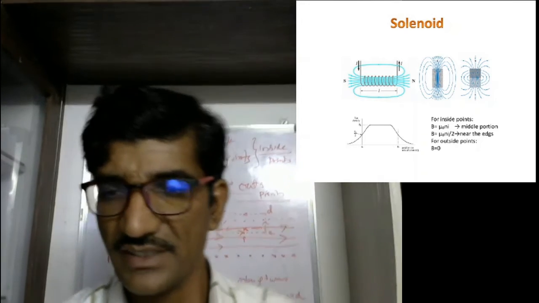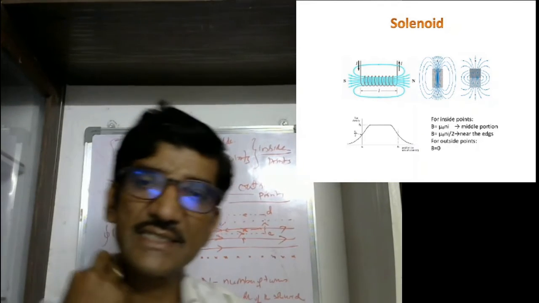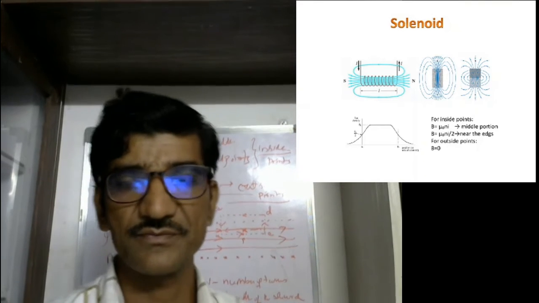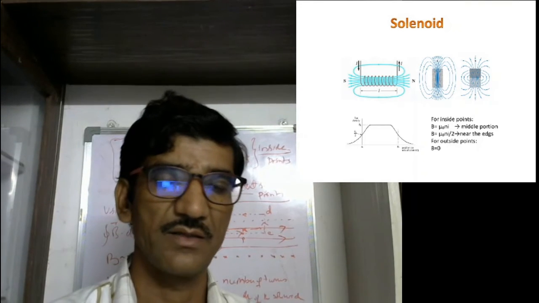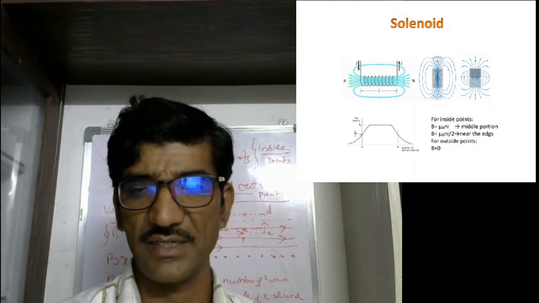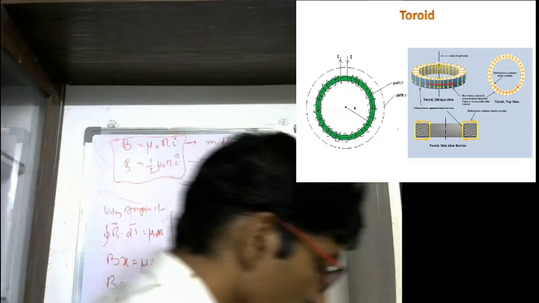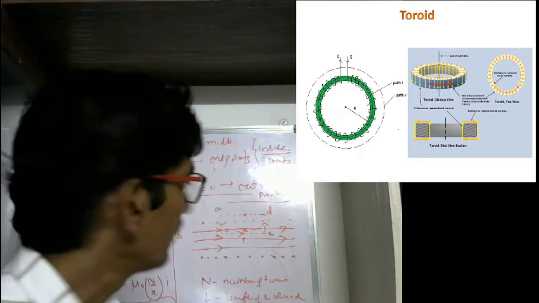After this, let us go for another application, which you can see in this line. What's our next application? Now I am going for the toroid.